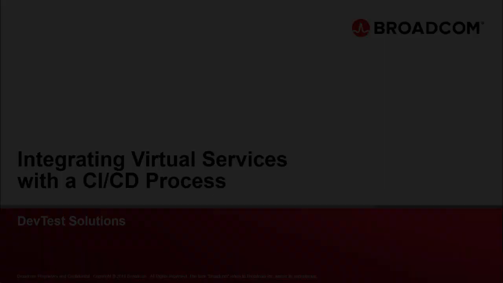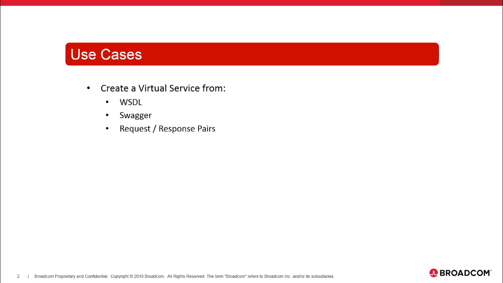So, use cases. You can create a virtual service from, say, WSDL, Swagger, RR pairs, even a combination of Swagger and RR pairs, so that you could have a virtual service created on the fly for whatever test you needed. For example, you need to test a component and you need to pull in RR pairs, requests and responses for that specific test. You could create the virtual service from just those RR pairs, deploy it out to a virtual service environment, run your test, and then delete it.